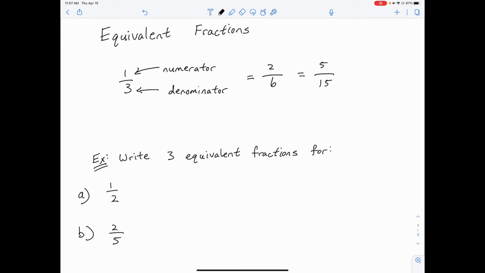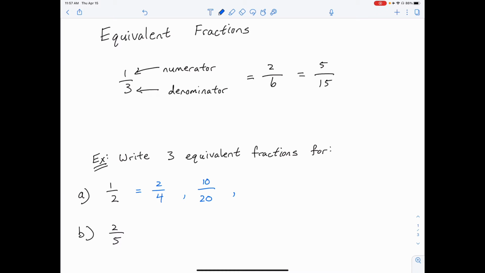Now let's take a look at these examples here below. It says write 3 equivalent fractions for 1/2 and 2/5. So we can first, for example, multiply the top and bottom by 2. So we can see here that 2 times 1 would give me 2, 2 times 2 would give me 4. So 2/4 would work. We can multiply them both by 10. 1 times 10 is 10. 2 times 10 is 20. So 10 over 20 is also an equivalent fraction to 1/2.